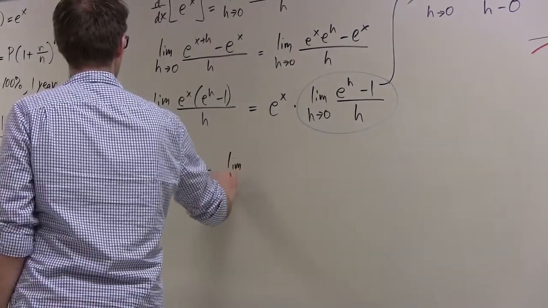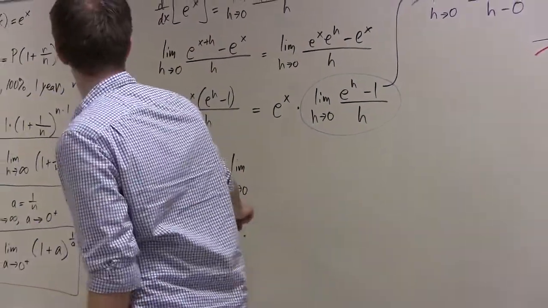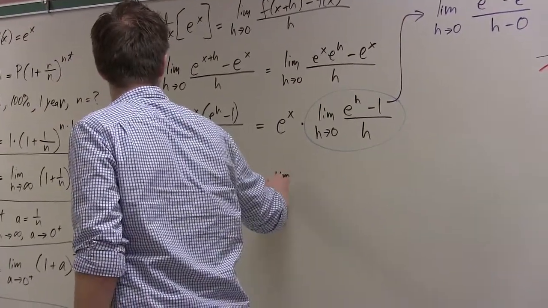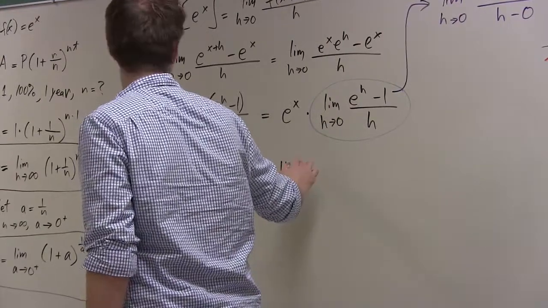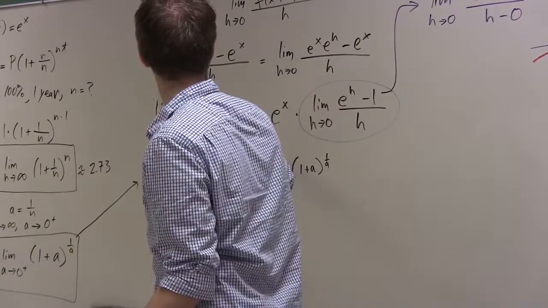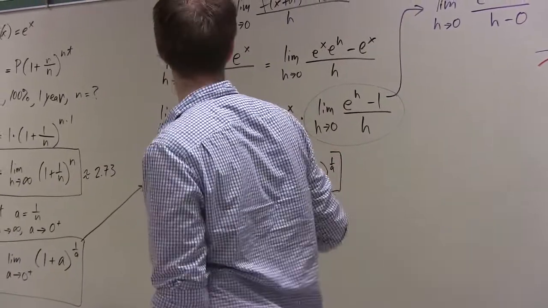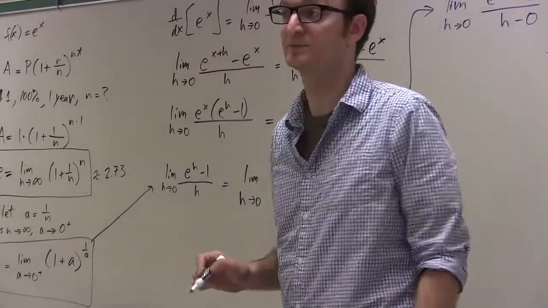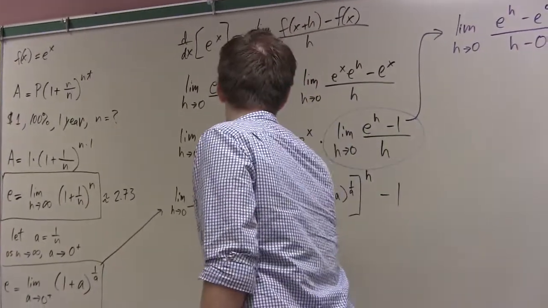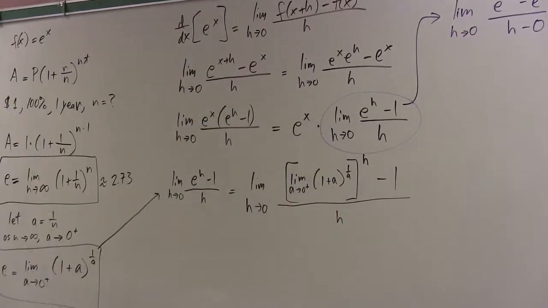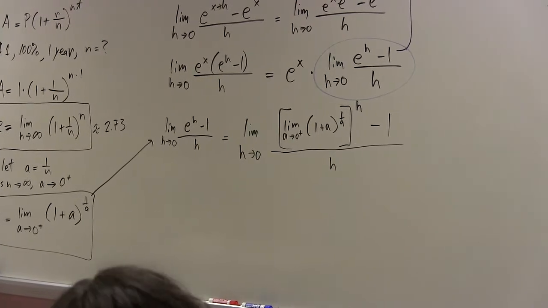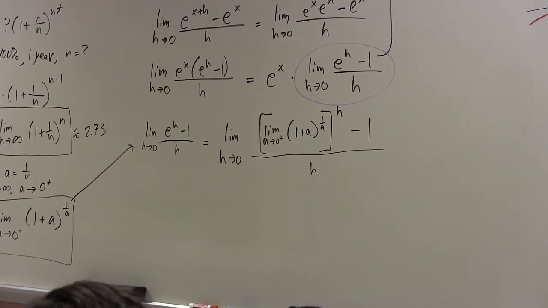This is the limit as h goes to 0 of e, which is the limit as a goes to 0 plus of 1 plus a to the 1 over a, that whole thing being raised to the h power, minus 1, all over h. Following all this? All right, take that as a yes. So I have this kind of monstrosity, but in some ways it's the only thing we can do, right? Just use the definition of e.